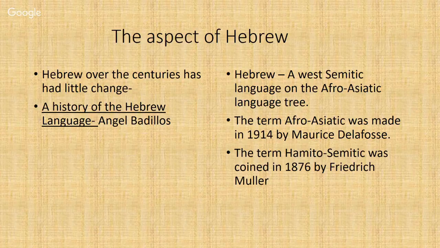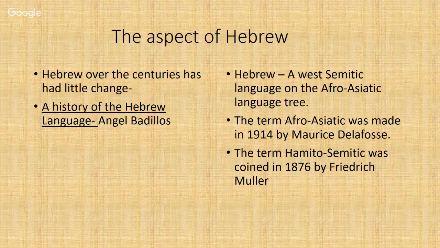Now, brothers and sisters, the people Maurice Delafosse or Friedrich Muller did not create Hebrew. They did not create Amharic. They did not create Aramaic. All right. They basically are the people who had a particular name, what they called the branch of a particular language. So this is just what we want to point out for evidence purposes. The languages that we're speaking of predate such a thing.